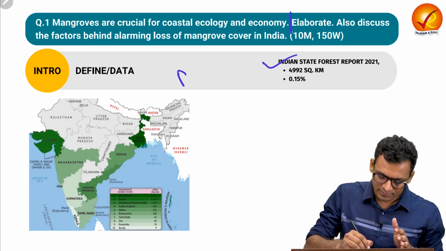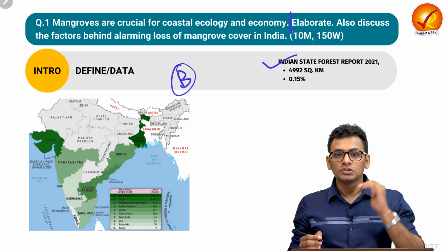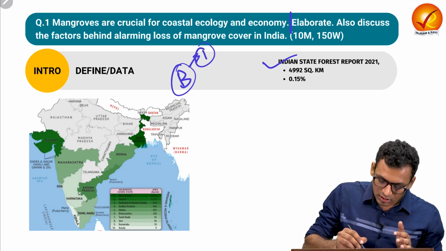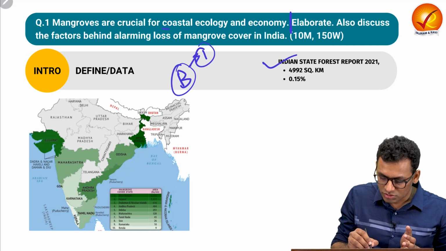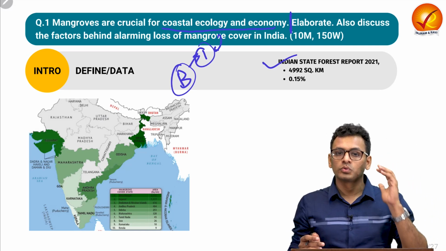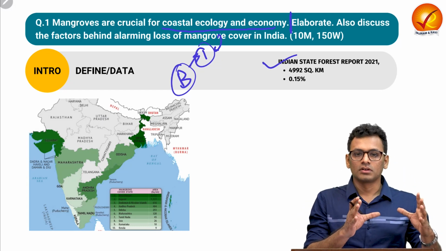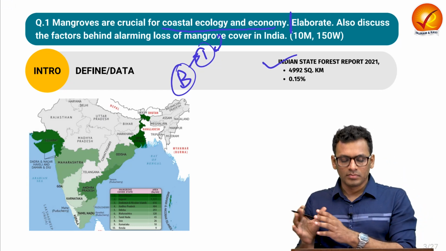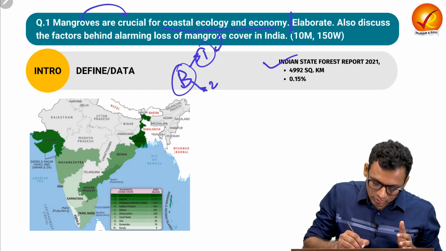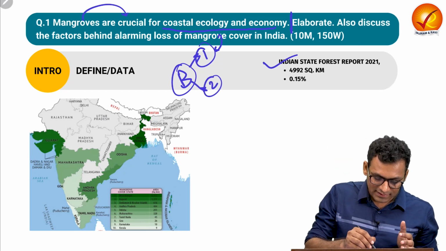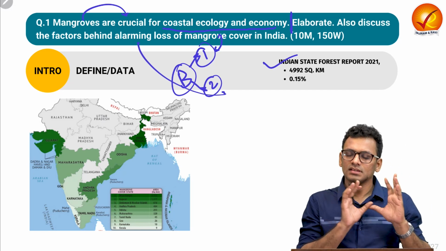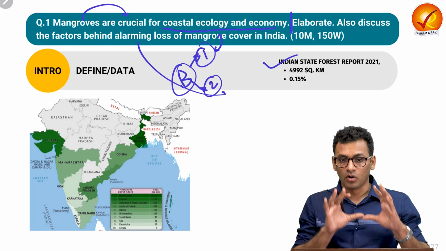In the body section, as we can see, there are 2 major demands. First, we have to talk about how mangroves are crucial for coastal ecology and economy. Now, you can divide this demand into 2 subparts, as in coastal ecology and economy, where mangroves have an impact. And in heading 2, you can talk about the factors behind the alarming loss of mangrove cover in India. So this is what you will encompass in the body.